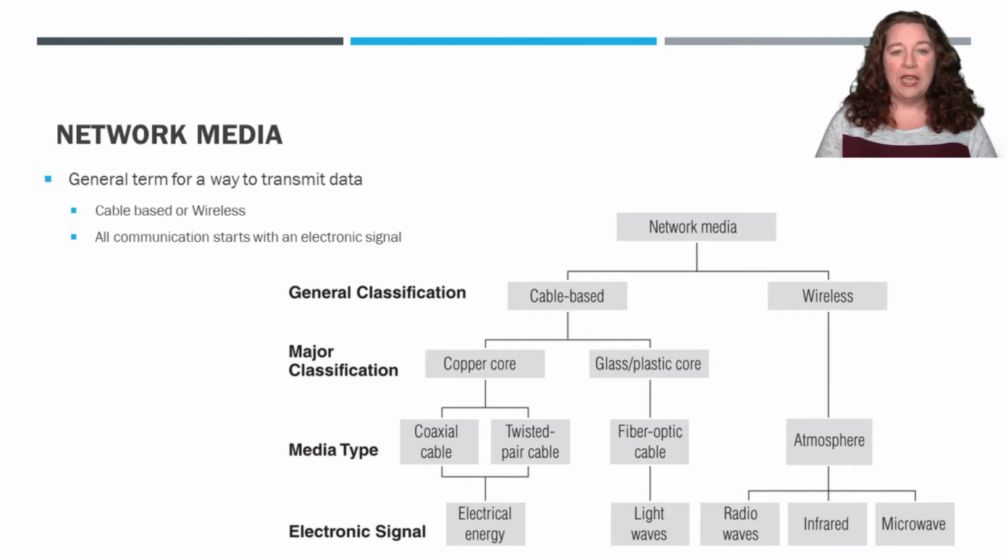When we talk about cable-based, we can have either copper core or fiber optic, which is a glass or plastic core as opposed to copper core. Inside of copper core, we'll have coax or twisted pair. We'll describe what those are. And they use an electrical signal, sending electrical energy as opposed to light waves or radio, infrared, or microwaves. So we're going to be using electrical energy to send our signals using copper core media.